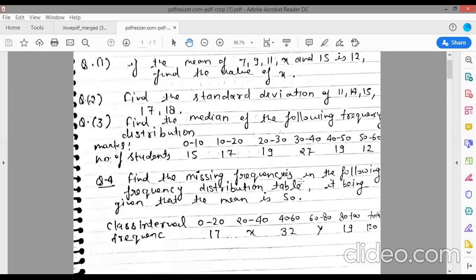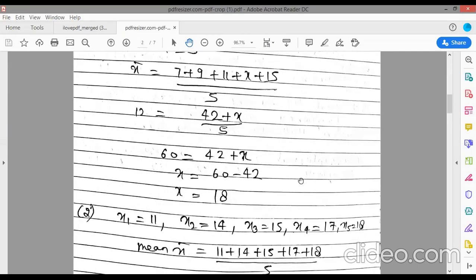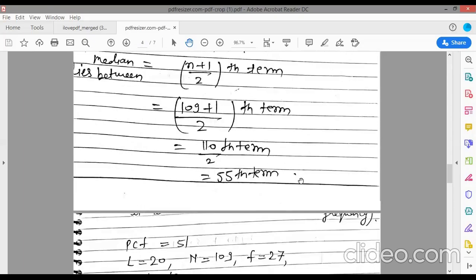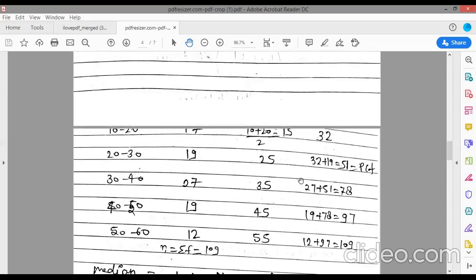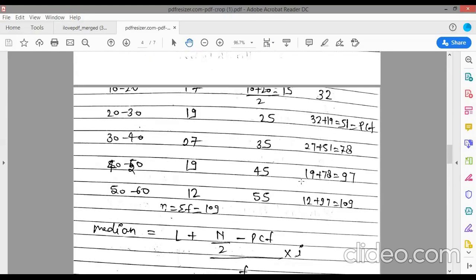Now the third question is: find the median of the following frequency distribution. Marks are given, and the number of students is given. So 0 to 10, 10 to 20, 20 to 30 and so on, up to 50 to 60, and the number of students is given. I told you, if the number of students, number of objects, or a number is given, that column will be your frequency. This column is your frequency column.